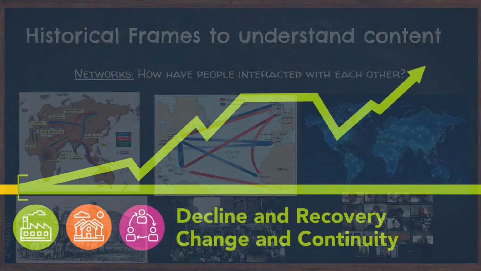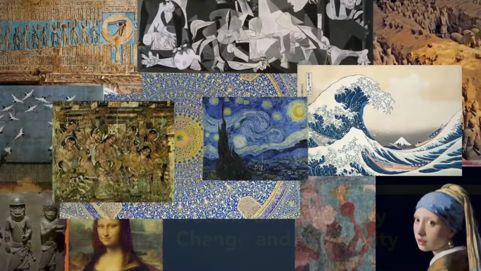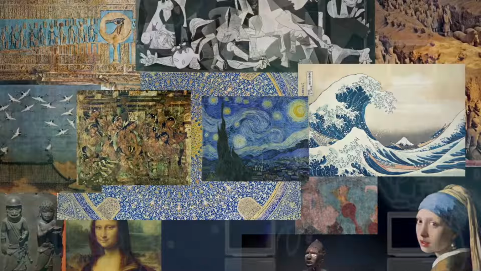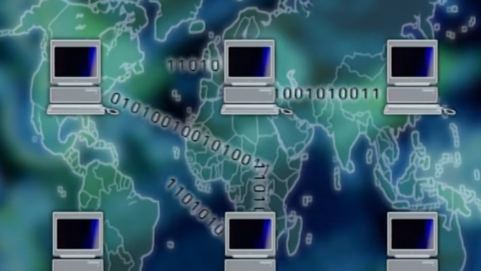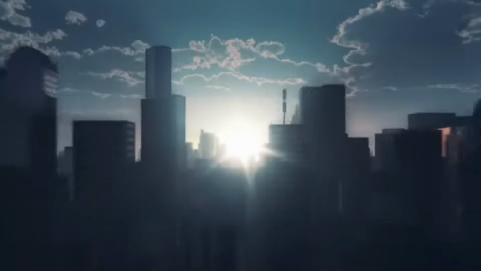We'll compare events through different frames, test claims, and practice shifting scales. Sometimes zooming in on a single community, and other times zooming out to global networks. By the end of the year, you'll see how frames help us make sense of both the past and the present.